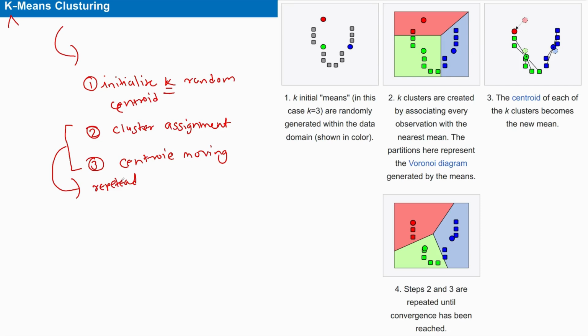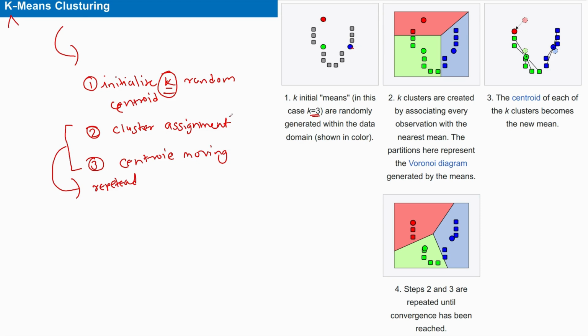As I said, first we need to choose the number k. In this case, if we choose k as 3, then based on that we need to randomly generate the k centroids. Because we chose k equal to 3, there will be 3 randomly generated centroids. This is centroid 1, this is centroid 2 and this is centroid 3.